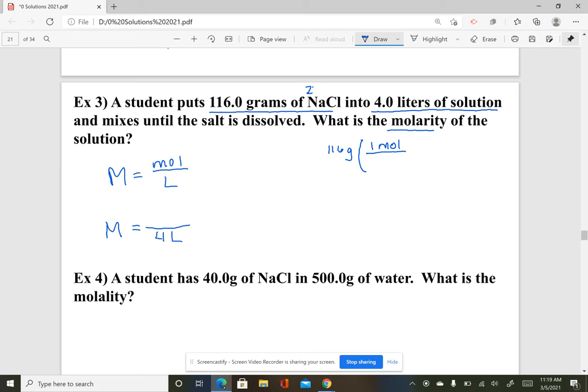Na has a mass of 23. Cl has a mass of 35. So that gives me a gram formula mass of 58. My grams cancel out, and I calculate 2 moles. So now that I know the number of moles, I can go ahead and plug that in up here. When I divide, I get 0.5 as my molarity, and the units for molarity are capital M.